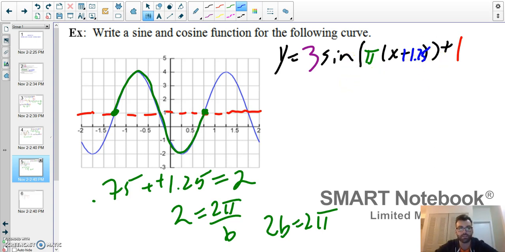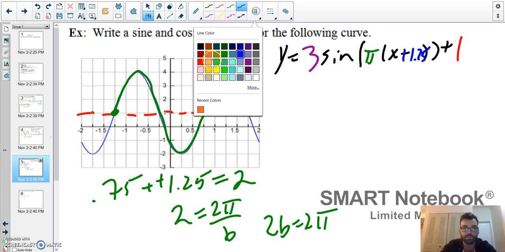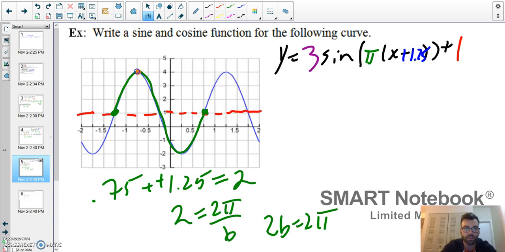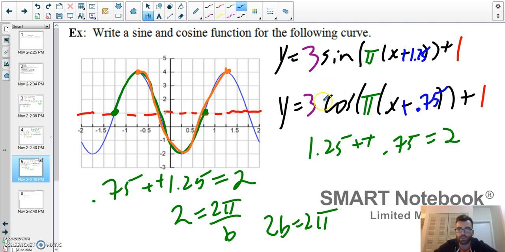I want you to try cosine yourself now. Okay, try cosine yourself. I'm going to use this as my cosine graph here. Right there. So try cosine. Alright, so here's what I came up for cosine. My amplitude did not change, they're cofunctions. My vertical shift did not change because the midline stayed the same. My period was the same as well, 1.25 minus negative 0.75 to get 2, and still I get pi. Alright, again, my horizontal shift was the only thing that was different.